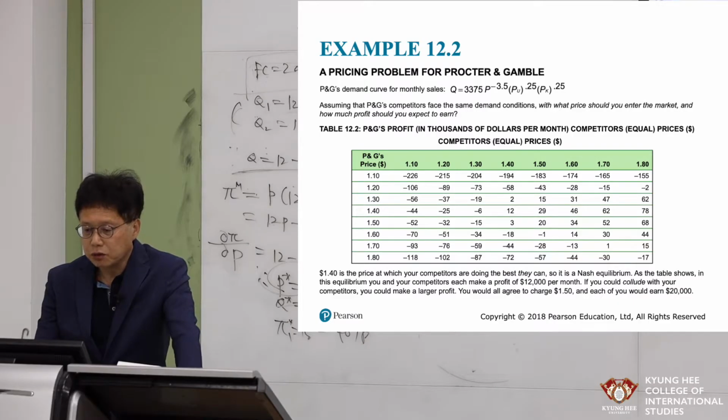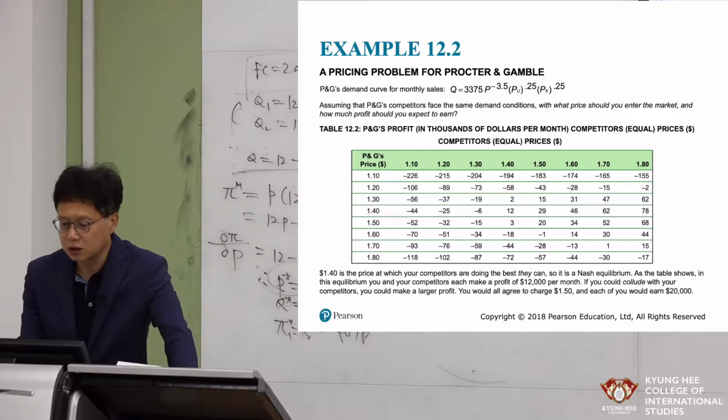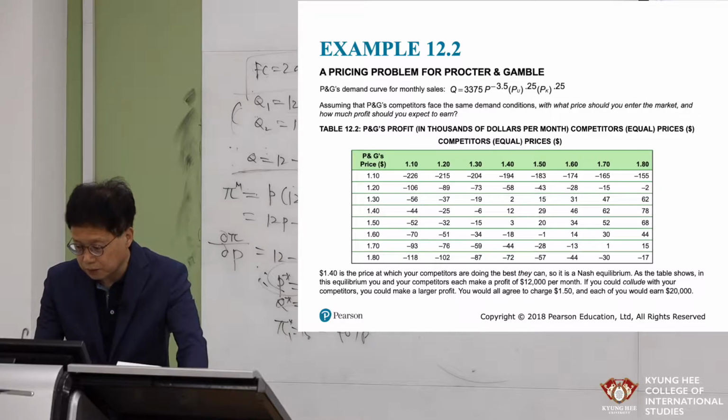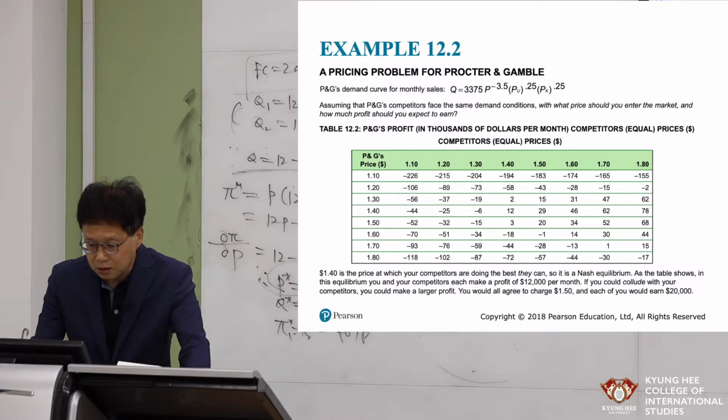Okay, example 12.2, a pricing problem for Procter & Gamble. P&G's demand curve for monthly sales is like this. Assuming that P&G's competitors face the same demand conditions, with what price should you enter the market and how much profit should you expect to earn? The information to decide this is illustrated in table 12.2.